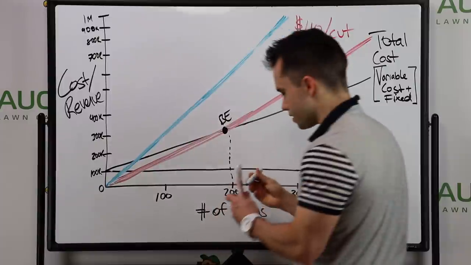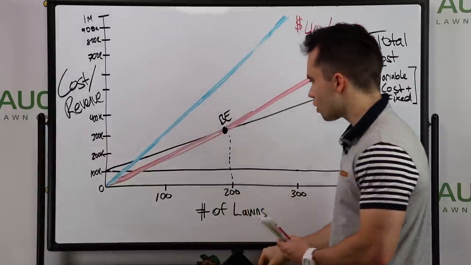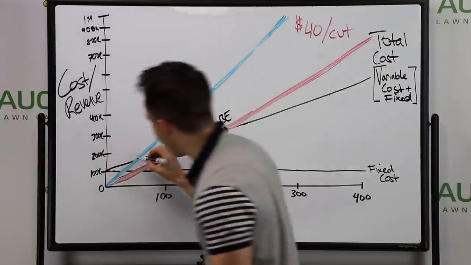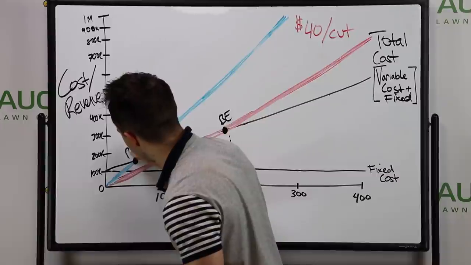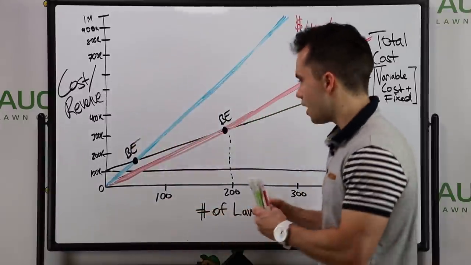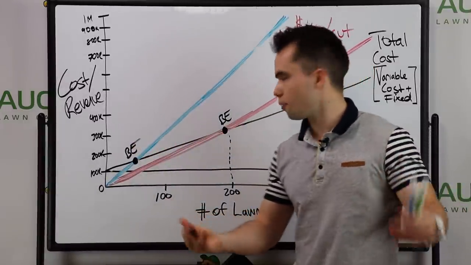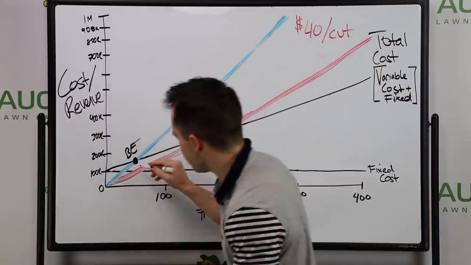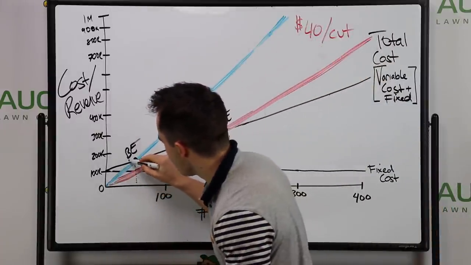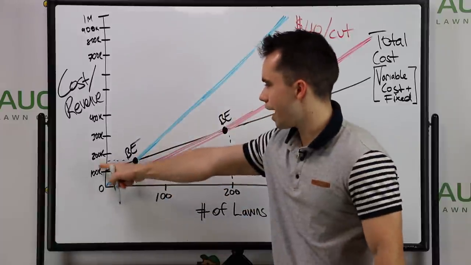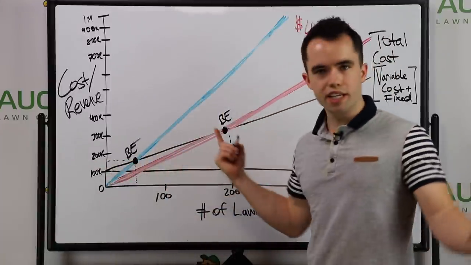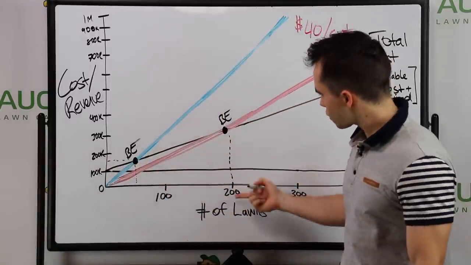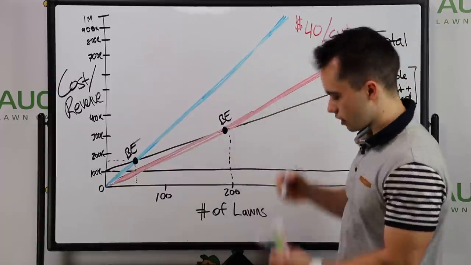We've raised our prices. So now what that does is it moves our break-even point all the way back to here. Okay, so this is our break-even point way back here. And this is why you've got some solo operators making a decent profit, and they only have like 50 lawns. Look at this. This person only has 50 lawns. They're doing like $150,000 in annual revenue and that's their break-even point. Whereas our first guy, he had a $40 cut.